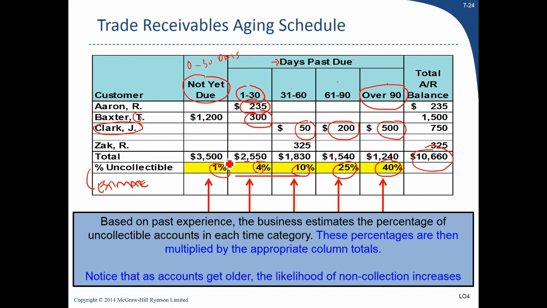These percentages here, 1%, 4%, 10%, 25%, and 40%, are multiplied by the appropriate column total. So that means we take 1% of 3,500, 4% of 2,550, 10% of 1,830, 25% of 1,540, and 40% of 1,240. And that is what we estimate will be uncollectible, which makes sense, right? Historically, we know that 25% of 61 to 90 days past due amounts are never paid. So we can estimate that 25% of the current amount will never be paid. So that's our allowance for doubtful accounts.